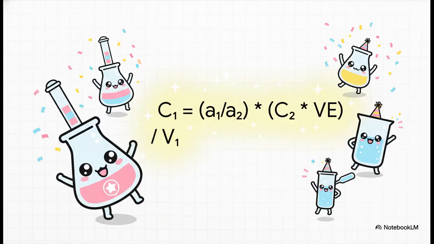And now, for the final step, the big reveal. We take those two expressions for N1 and N2 and plug them back into our main equivalence equation. With just a little bit of algebra, we rearrange everything to solve for C1, our unknown concentration. And just like that, we've done it! By knowing 3 things and measuring just one volume, VE, we've found our answer.